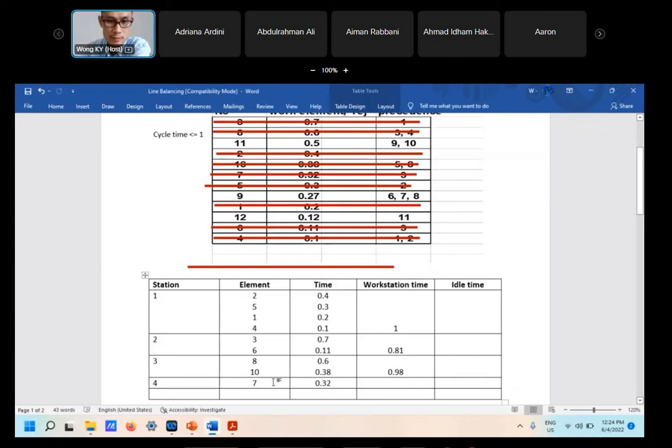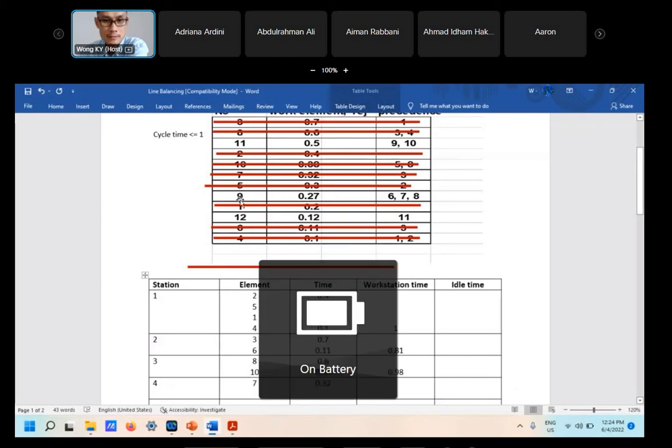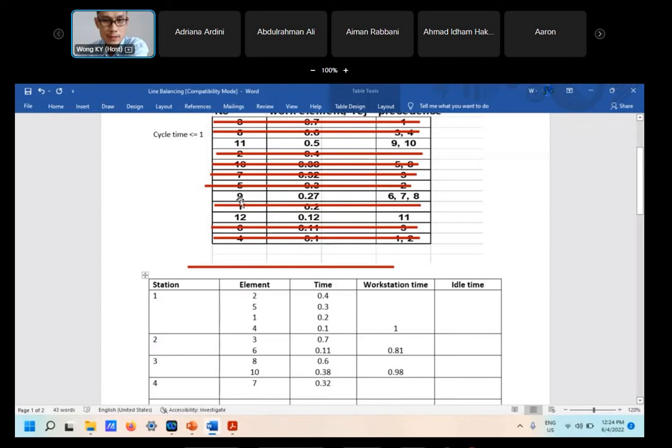Okay, and repeat the process, go up the list again, ask, can we assign 11 now? Element 11 still cannot, because 9 has not started. Then you go down, you see 9. Can we assign 9? Okay, yes, we can assign 9, right? Because 6, 7, 8 have been started, and the element time is only 0.27. So we assign 9. Element time 0.27.